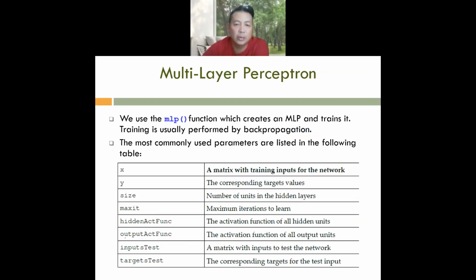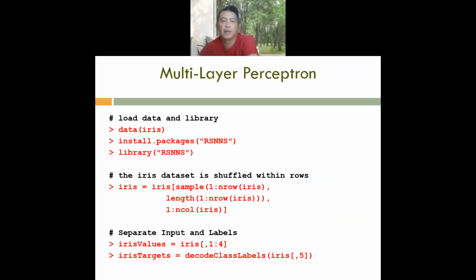Okay, so let's look at this one. We have a few parameters here. X is your input, Y is your corresponding target values or the label. This is the size of your hidden layer, maximum iteration. This is the activation function that you use for all the hidden units, and this is for the output unit, and this is the matrix with input to test the network, and then this is the corresponding target. So how do we use this MLP function?